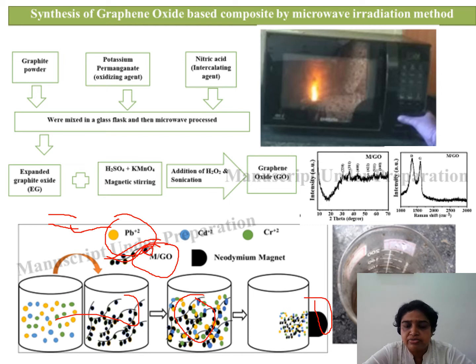So this is part of our manuscript preparation. We characterized it with the help of Raman spectroscopy as well as XRD. We found very good phase formation for the graphene oxide as well as the magnetite composite. So this final result will be published very soon.